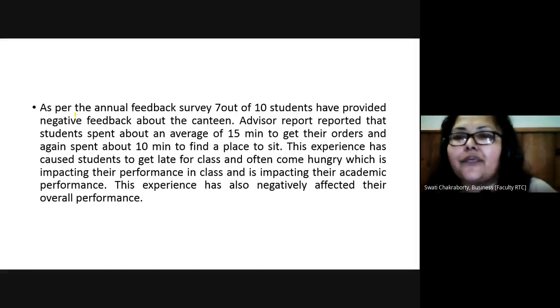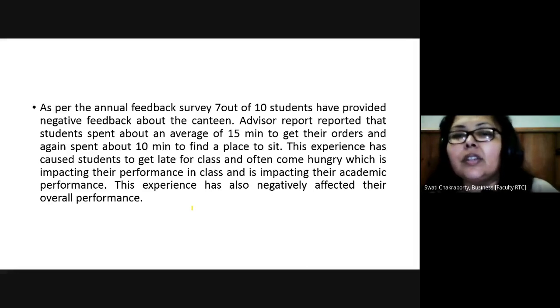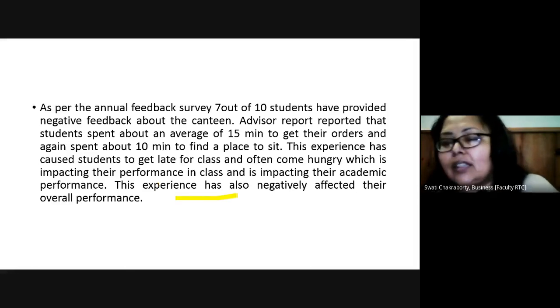What does it say? As per the annual feedback survey, 7 out of 10 students have provided negative feedback about the canteen. Advisor reports reported that students spent an average of 15 minutes to get their orders and an additional 10 minutes to find a place to sit. This experience has caused students to get late for class and often come hungry, which is impacting their academic performance. So this experience has also negatively affected their overall performance.